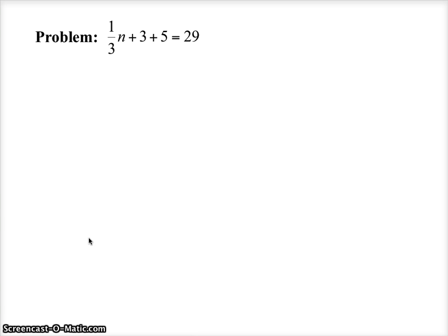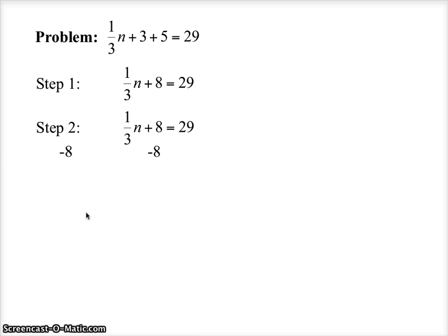Great. Hopefully you paused, hopefully you gave it a try, and now you're ready to see whether what you did was correct. All right, let's go through the steps. This time I do have some collecting because I have 3 plus 5. 3 plus 5 gives me 8, so 1/3 n plus 8 equals 29. Now I'm going to need to isolate, so we're going to take away 8 from both sides. 8 minus 8 is 0, 29 minus 8 is 21.